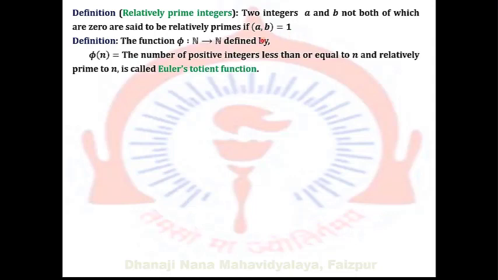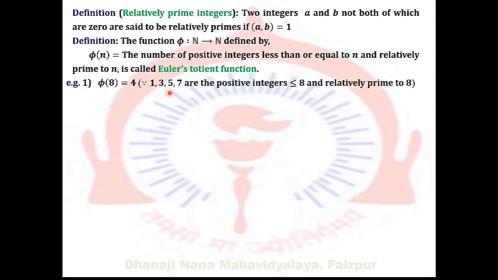Definition: the function phi from N to N defined by phi of n is equal to the number of positive integers less than or equal to n and relatively prime to n. It is called Euler's totient function. So for example, we have phi of 8 is equal to 4, because we have the numbers 1, 3, 5, 7, which are positive integers less than or equal to 8 and relatively prime to 8. That is, their GCD with 8 is equal to 1.